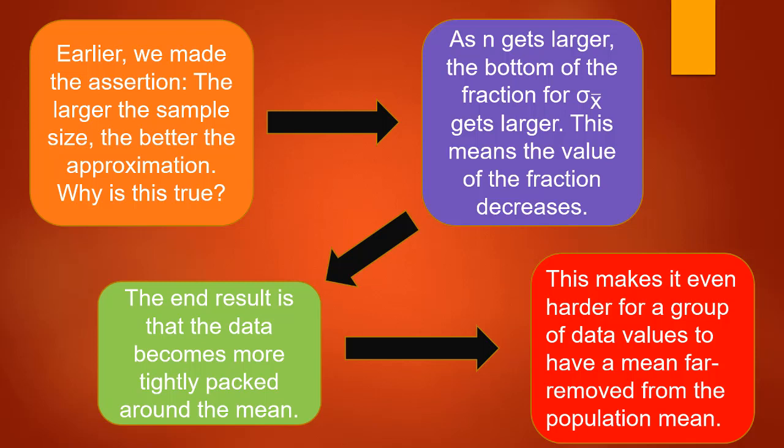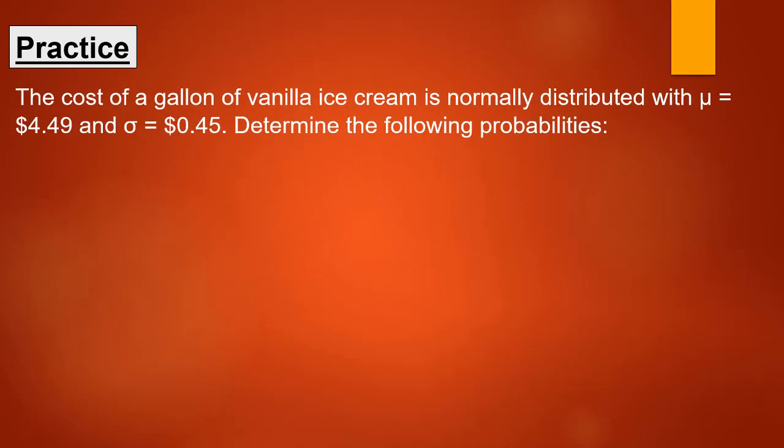Okay, so we've got a practice problem. And this practice problem deals with vanilla ice cream. That sounds delicious right now. The cost of a gallon of vanilla ice cream is normally distributed with an average cost of $4.49 per gallon and a standard deviation of 45 cents per gallon. Determine the following probabilities.